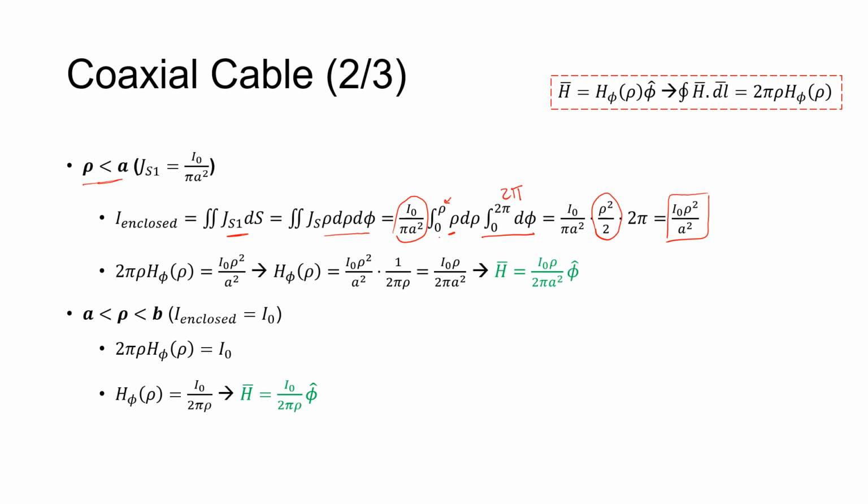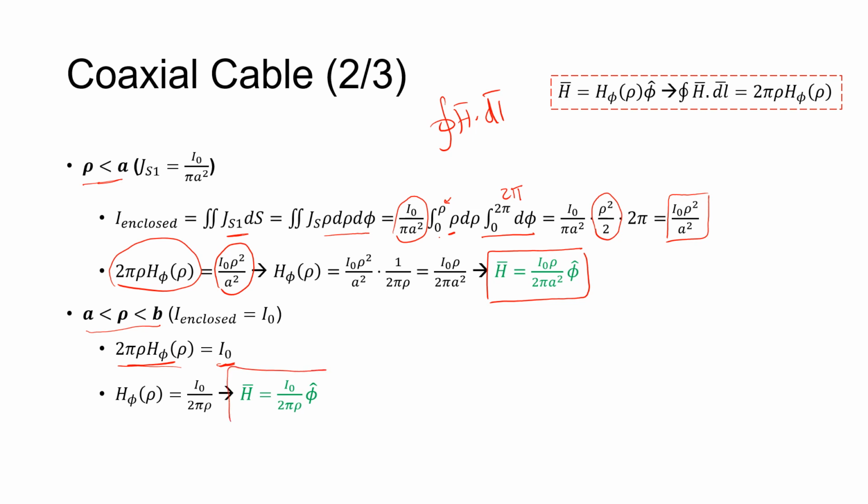Substituting in Ampere's law, here is I enclosed, and here is the result of the integration of H dot dl. With some mathematical manipulation, you will find that H equals I naught rho over 2 pi a squared in the direction of phi. If you do the same for the second region, the left hand side doesn't change, only the right hand side changes. This time you have I naught divided by 2 pi rho, so you will get H equals I naught over 2 pi rho in the direction of phi.